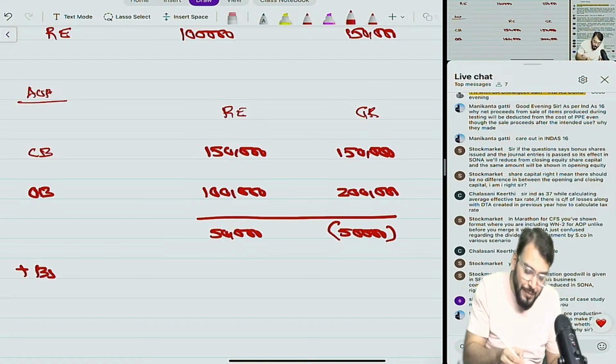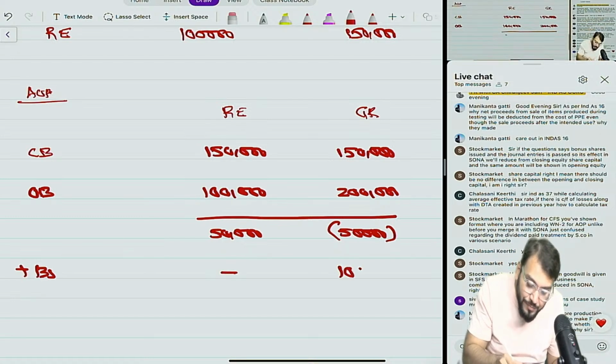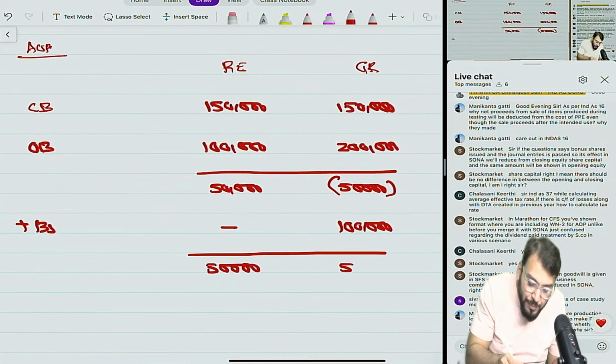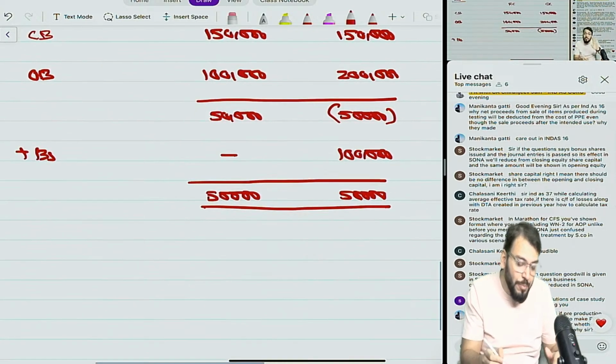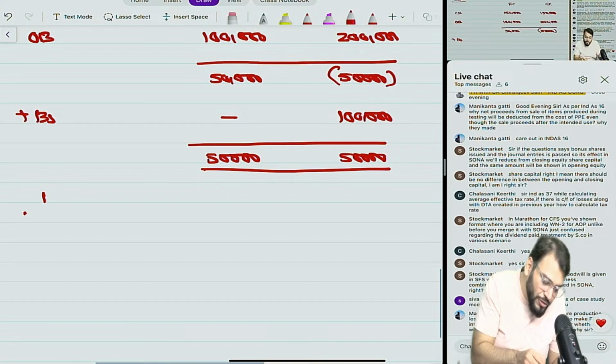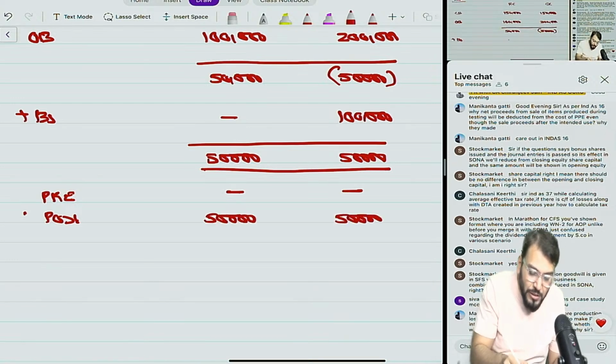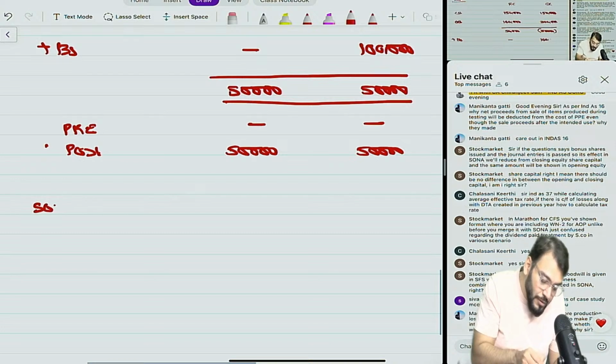Correct? That information will be given in the question. So you'll add 1 lakh, and you can see now the same profit is coming: 50,000 and 50,000. Understood? Now you'll prepare SONA. Of course, here pre and post acquisition profits remain the same as per the previous solution, 50,000 and 50,000. Now we'll come to SONA.